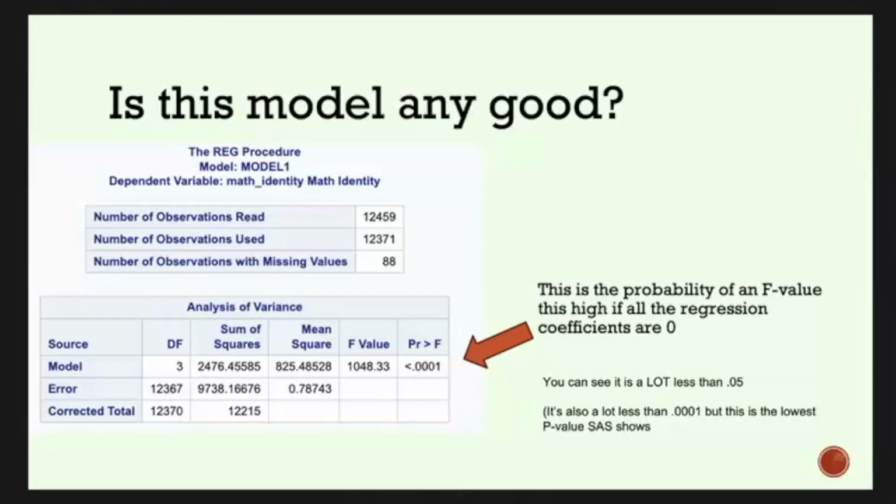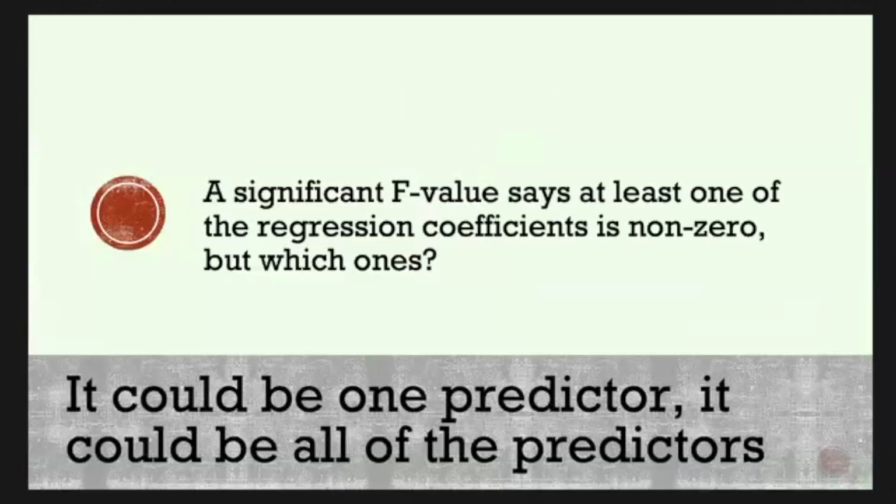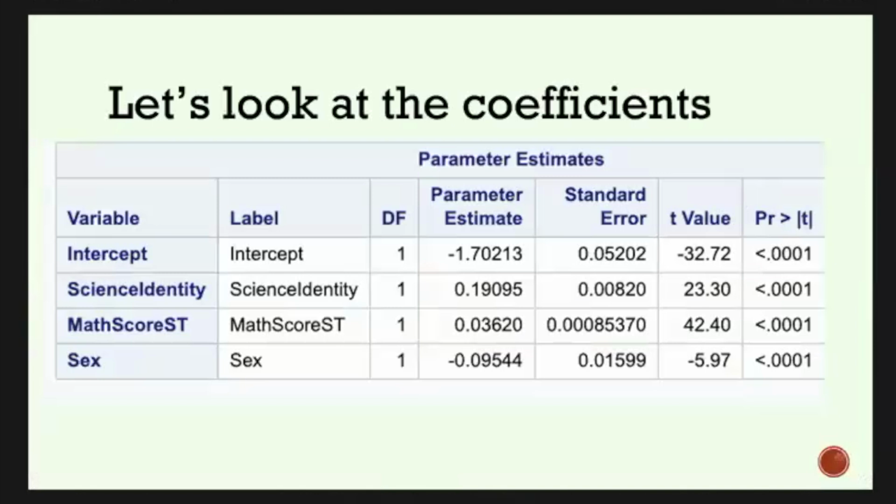You would not say they're all 0, but a significant F value says at least one of the regression coefficients is non-zero, but which one? It could be one predictor, it could be all of the predictors. This is why we look at the next table.